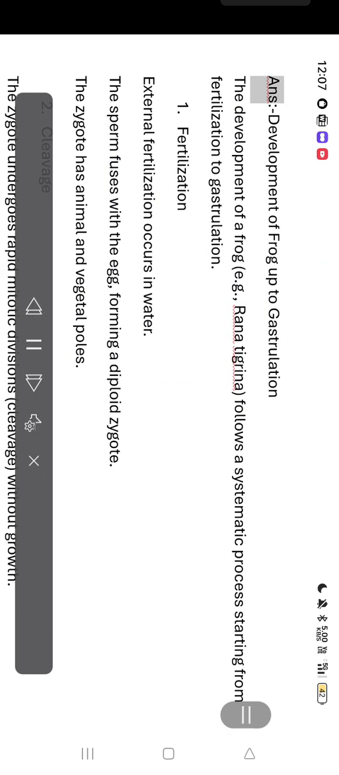3. Give an account of development of frog up to gastrulation. Answer. Development of frog up to gastrulation. The development of a frog, e.g., Rana tigrina, follows a systematic process starting from fertilization to gastrulation. Fertilization. External fertilization occurs in water. The sperm fuses with the egg, forming a diploid zygote. The zygote has animal and vegetal poles.